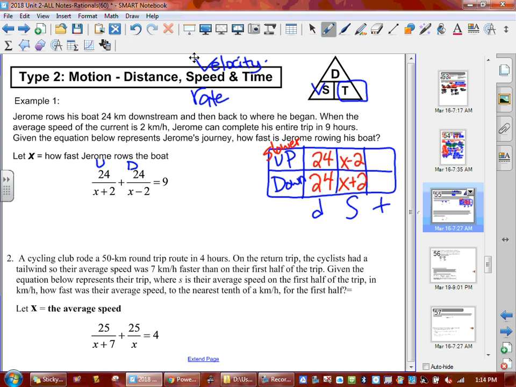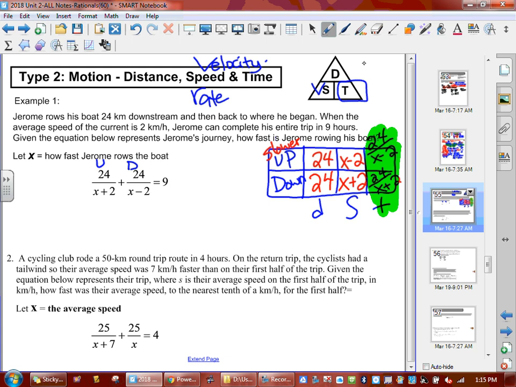Time is just the distance divided by speed. So they're going to take 24 over x minus 2, 24 over x plus 2, which is where they end up with our equation. But they will show you tables of values like this. They're going to show you a worked out table, and they may say which one matches the equation, A, B, C, D. So the equation, just so you know, will always come from the time, because they're always finding out something about time, because we're solving for speed.